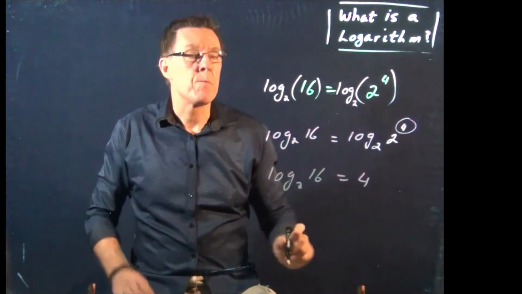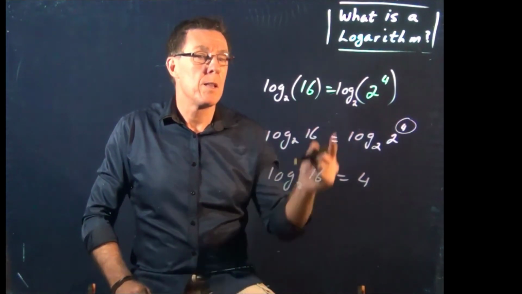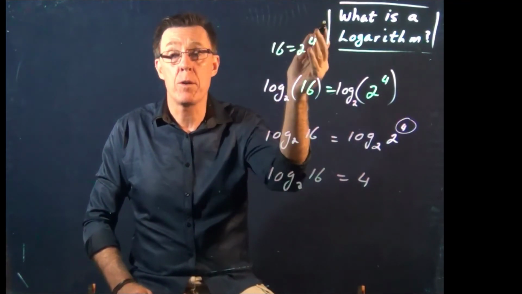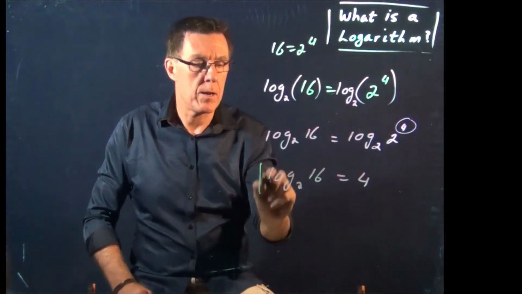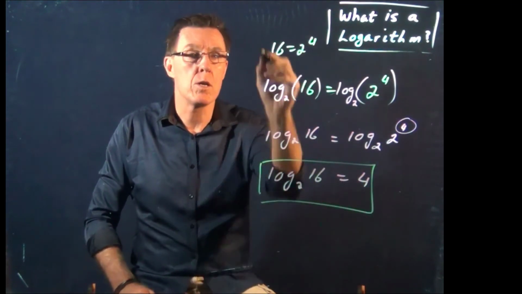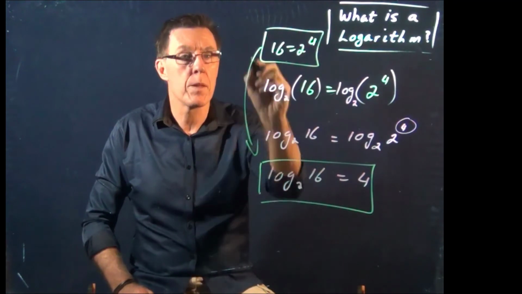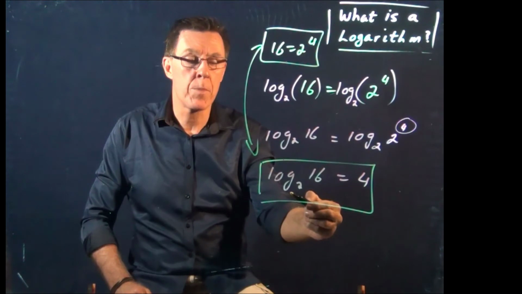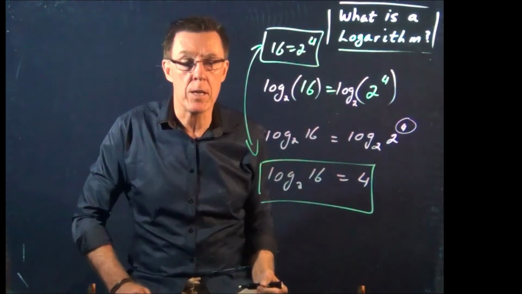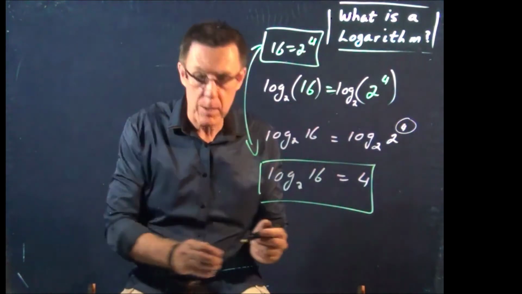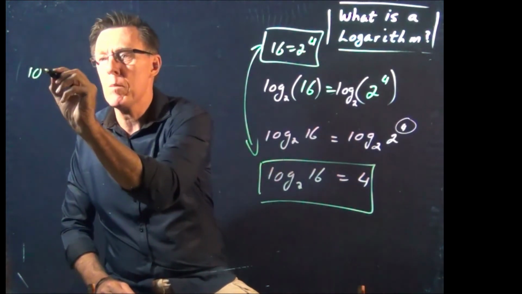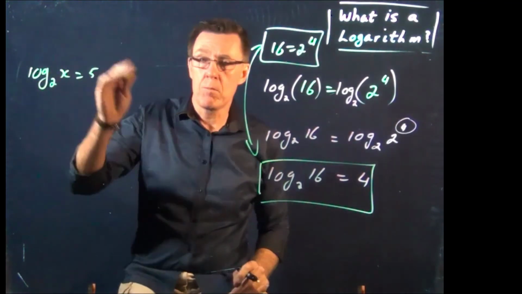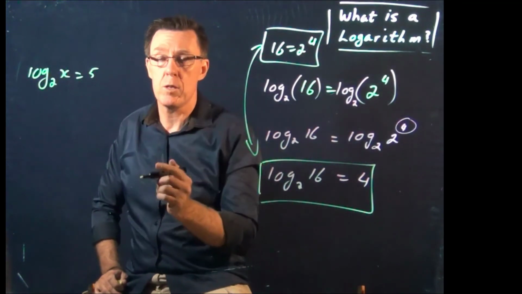The reason I'm doing this is I want to point out a couple of things. Up here originally I had 16 equal to 2 to the power 4. This is what we call power notation. Down here is what we call log notation. You need to be able to convert back and forth: things in index notation into log notation, and things in log notation into index notation. An example of that would be if I had log base 2 of x equal to 5. That's in log notation. You can rearrange that to index notation.